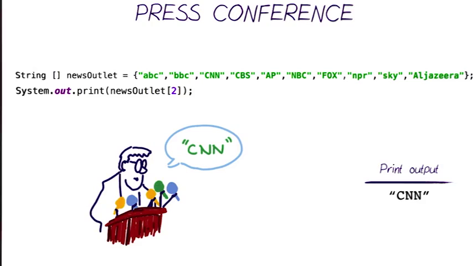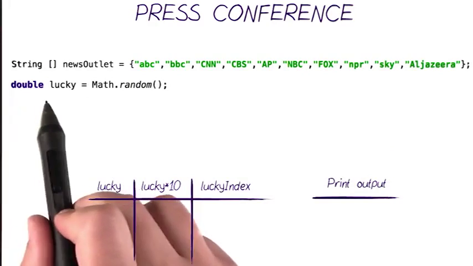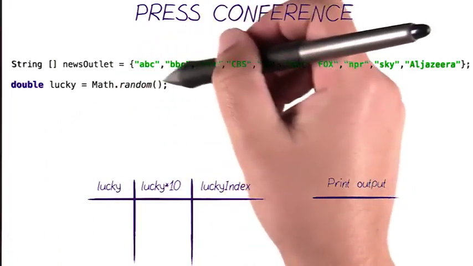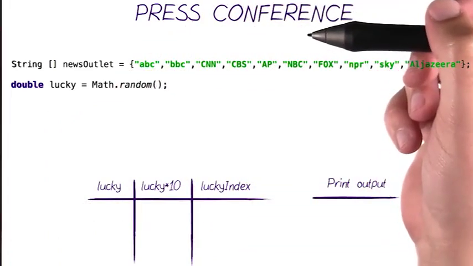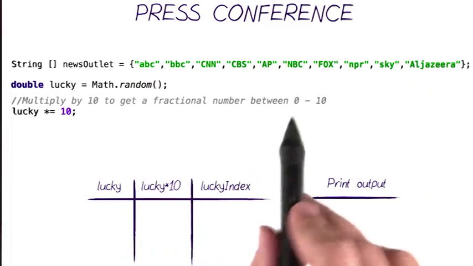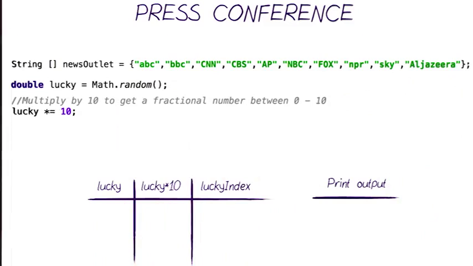Well, if you remember, we used math.random earlier to generate random numbers for us. This might come in handy now. Just like we did before, we will generate a random number and store it into the double variable lucky. So we go double lucky equals math.random. Remember that this generates a random number between 0 and 1. So we need to multiply that by 10 to get a fractional number between 0 and 10, which is the number of news outlets that we have.